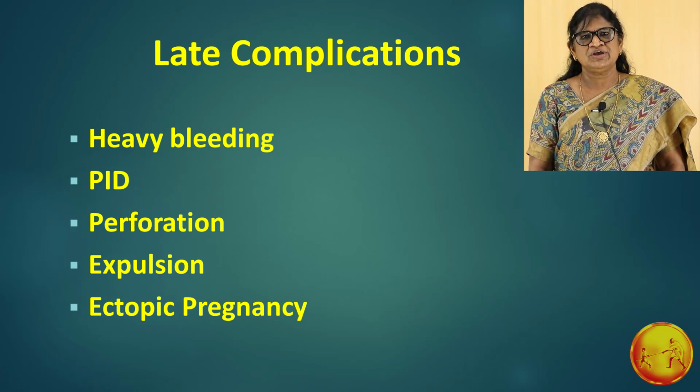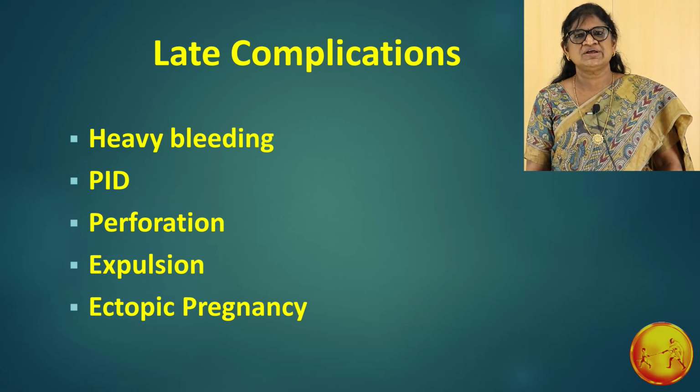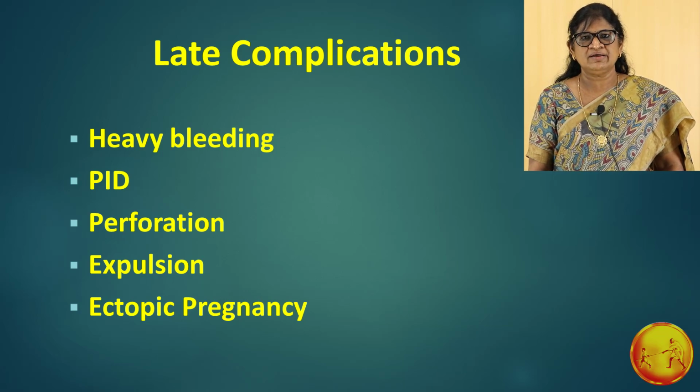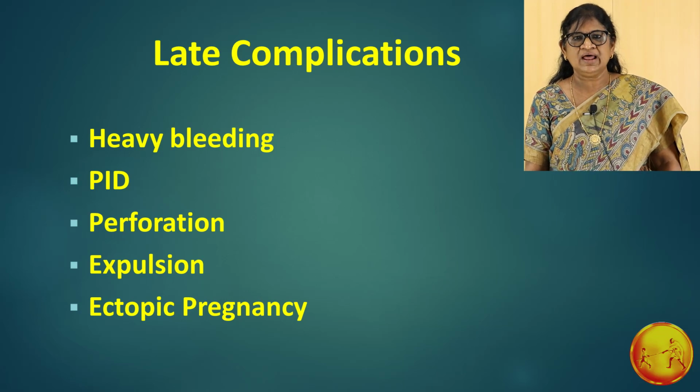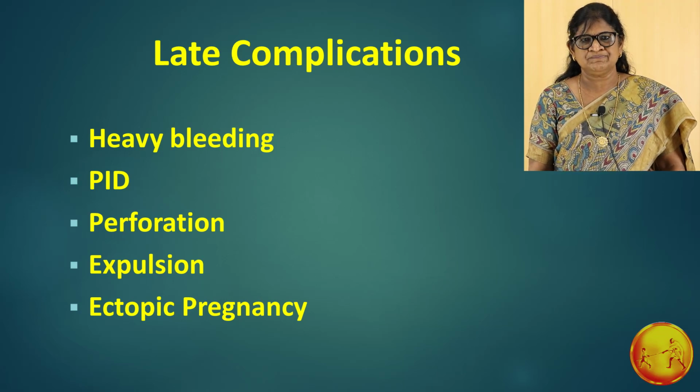In the follow-up of IUCD, we ask the patient to come after the next menses so that we check the thread. Ideally speaking, the patient should feel for the thread daily, but sometimes it is not possible if we have cut the thread a little high up. She has to come for the first month, later after 3 months, and then maybe 6 monthly.